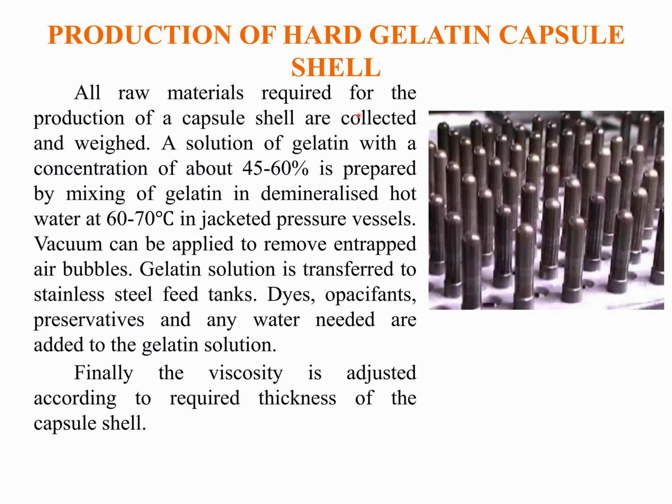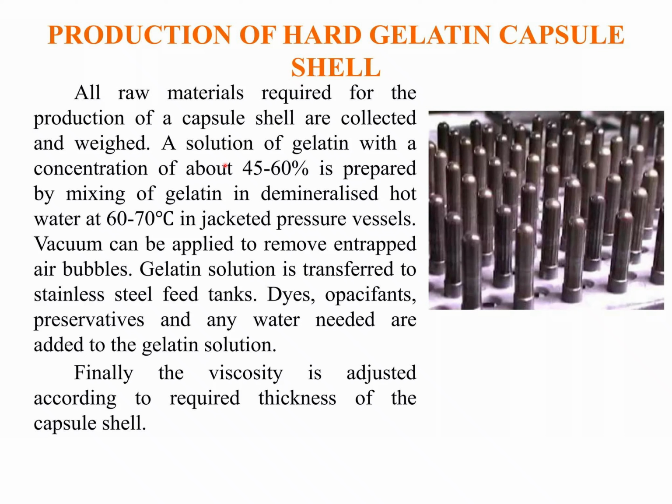All raw materials required for the production of capsule shell are collected and weighed. So the raw materials, we have discussed in our previous lectures, are plasticizer, coloring agent, flavoring agent, gelatin, water. These are the raw materials.